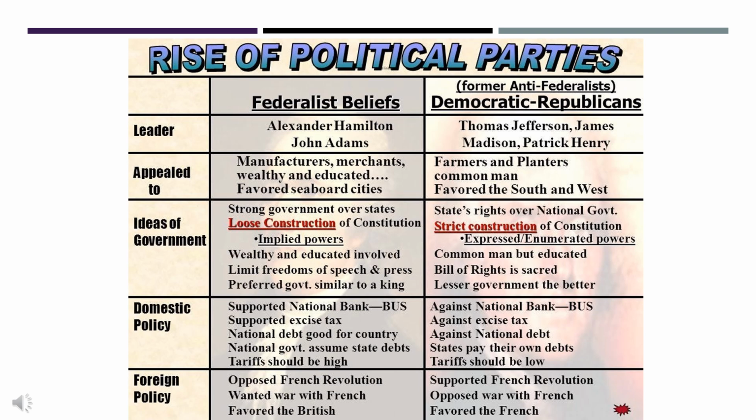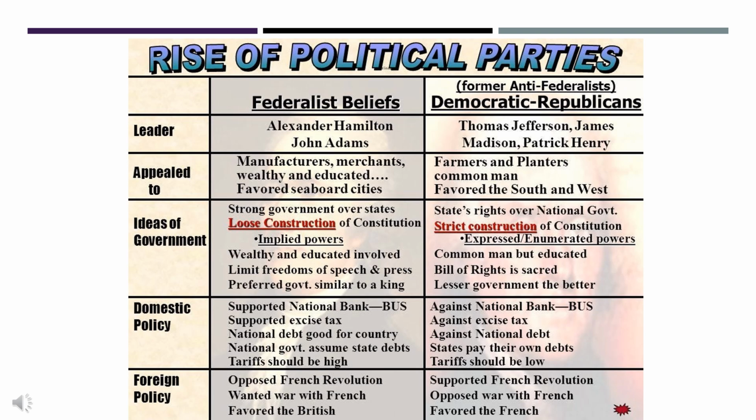If you look at the chart here, it very quickly outlines the differences between the two parties, and one of the most important of these is that the Federalists are loose constructionists of the Constitution, while Jeffersonians are strict constructionists. And that simply means that when you look at the Constitution, Article 1, Section 8, Clause 18 is called the Necessary and Proper Clause, or the Elastic Clause.